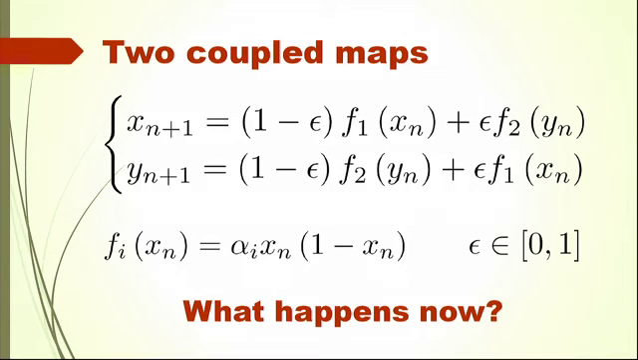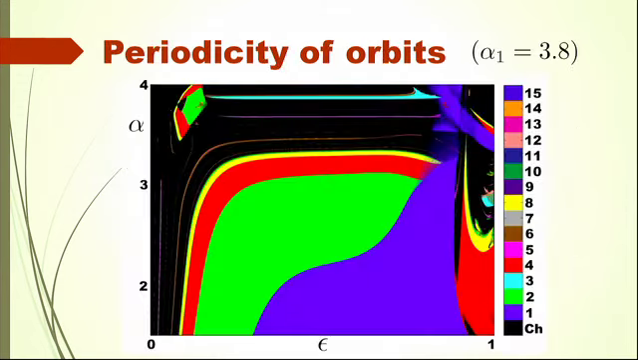So we wanted to study the dynamics of two of these systems when they were coupled using a linear coupling that goes from 0 to 1. And we want to know what happened. So we've made some numerical simulations, and here we can see the periodicity of orbits. The colors correspond to different periods, black to chaos, as a function of one of the map parameters and the coupling constant when the other map is fixed to a chaotic regime. And we can see that even for relatively low coupling constants, when both maps are chaotic, we get periodic solutions, which means the system kind of controls itself.